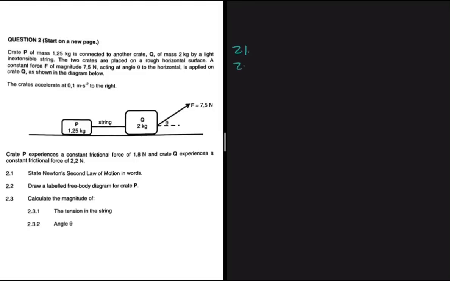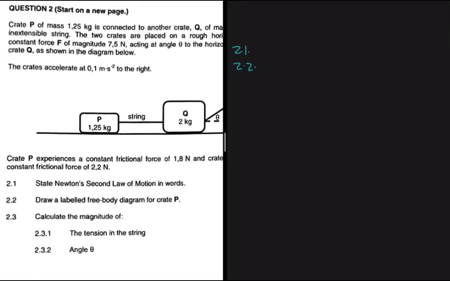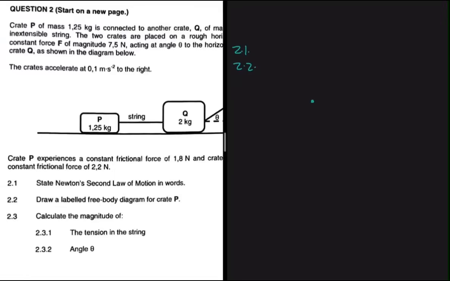Then 2.2, let's draw a labeled free body diagram for crate P. So let's pay attention to crate P now. Crate P is connected to crate Q by a string, so there must be tension on crate P in that direction. Because crate P is lying on a surface, we must have a normal force, and also the gravitational force. So we should have Fg and the normal force there.